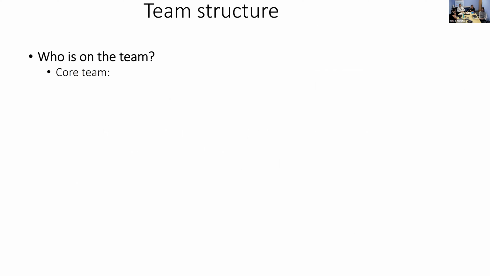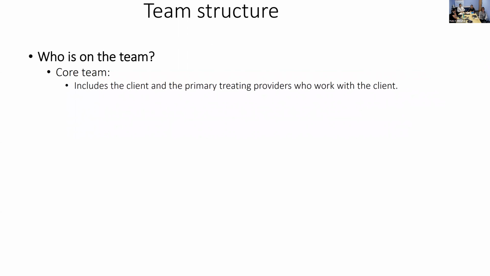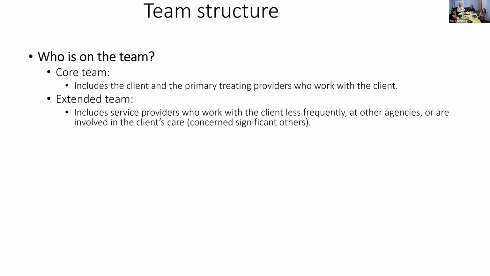The team structure, so who is on the team? The core team includes the client and his or her primary treating providers. The extended team beyond that core includes service providers who work with them less frequently, possibly at other agencies, or are involved in the client's care. So this could include concerned significant others. And what is the structure of this team?